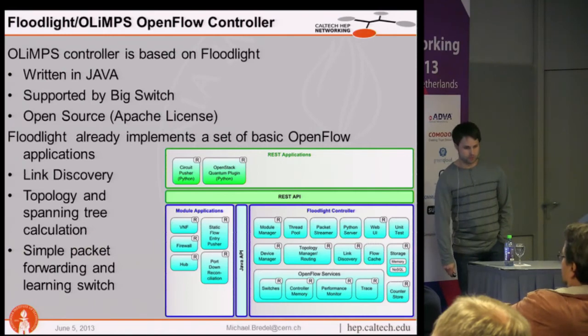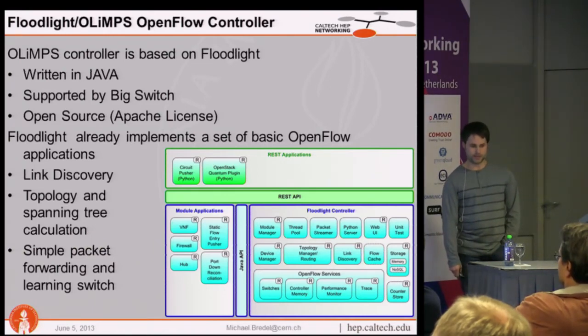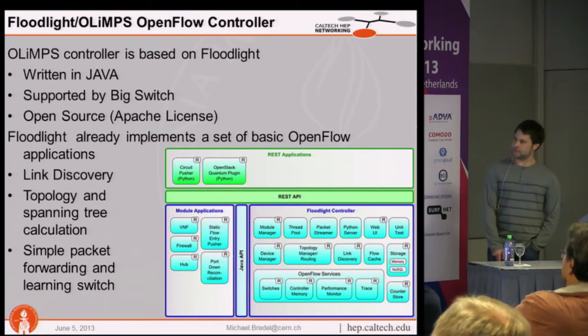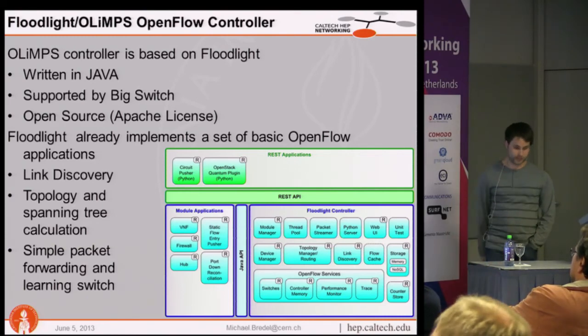Floodlight already ships with a bunch of functionalities and applications, like link discovery. Out of the link discovery, it calculates the topology and also a spanning tree.